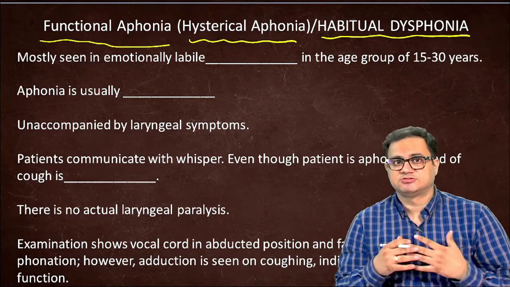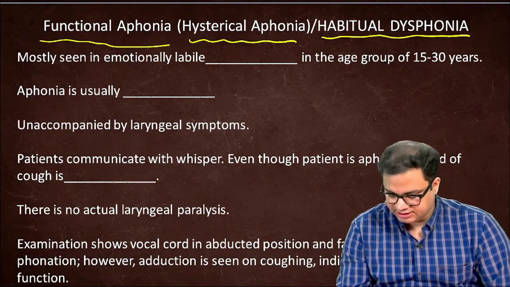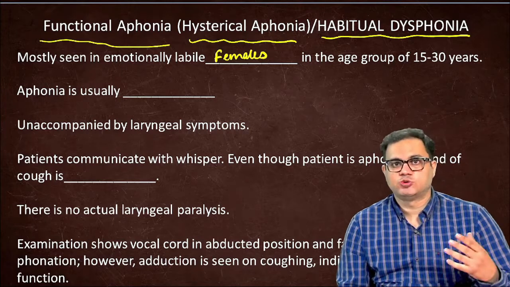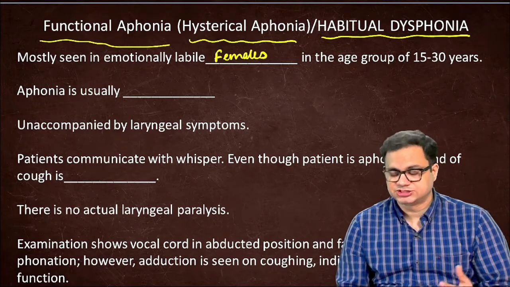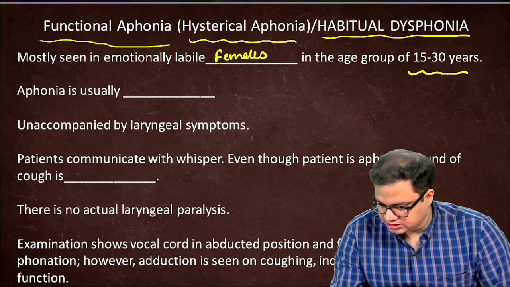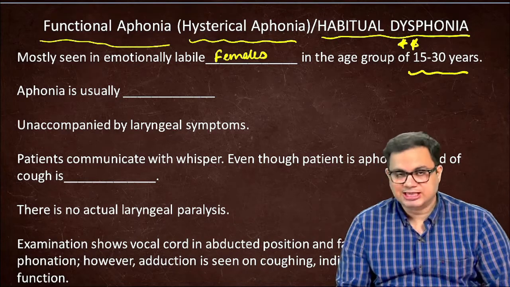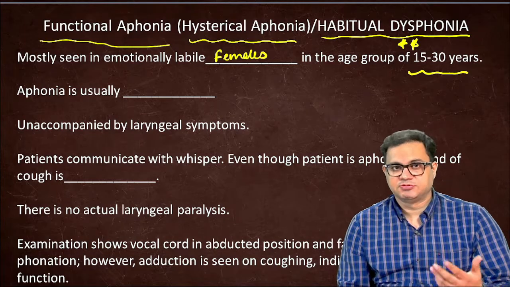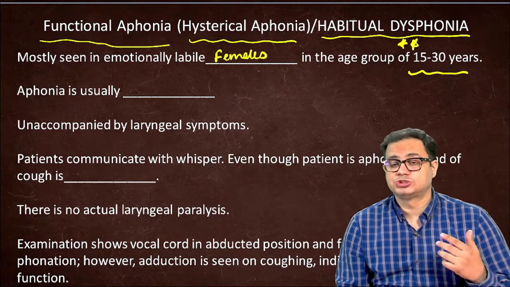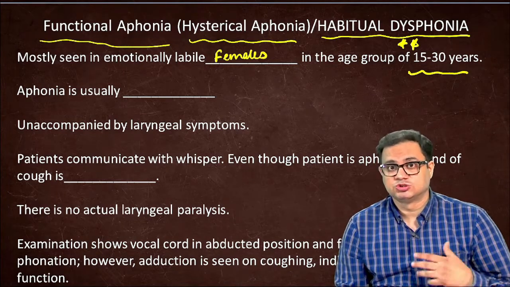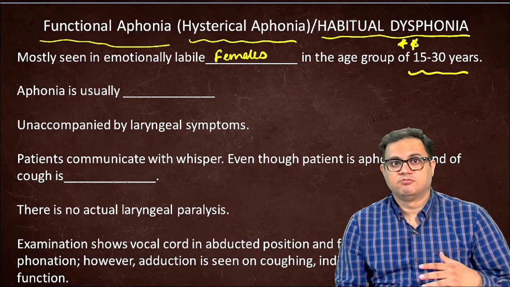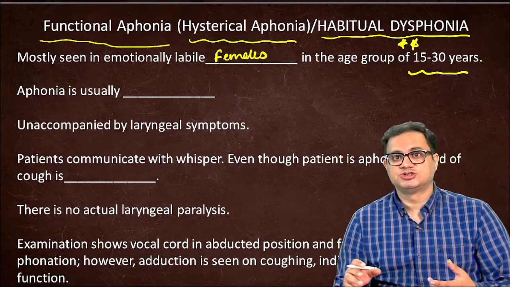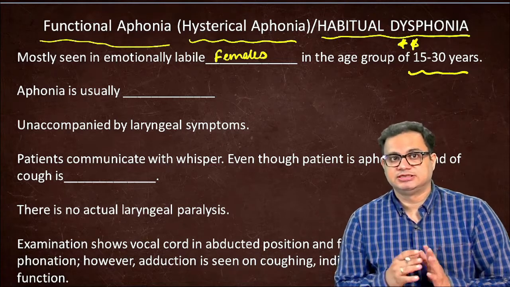Functional aphonia is mostly seen in emotionally labile females. It is seen in emotionally labile females in the age group of 15 to 30 years. Very important. Emotionally labile females in the age group of 15 to 30 years. Remember, puberphonia is seen in emotionally labile males. So they are seen at the puberty. But functional aphonia is seen in emotionally labile females in the age group of 15 to 30 years.